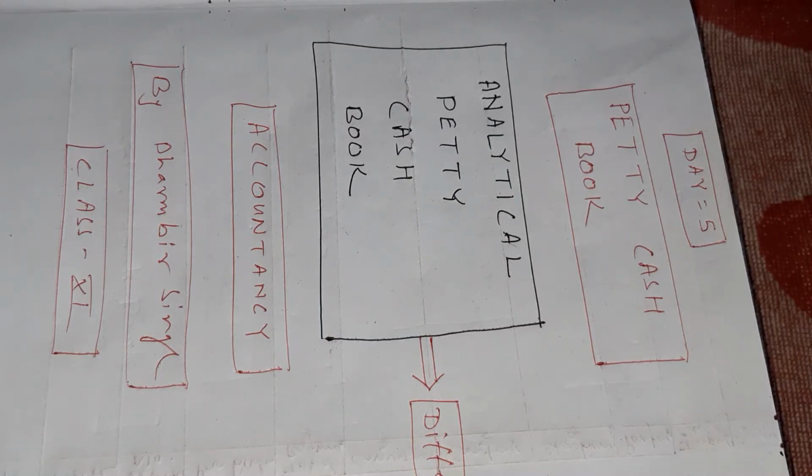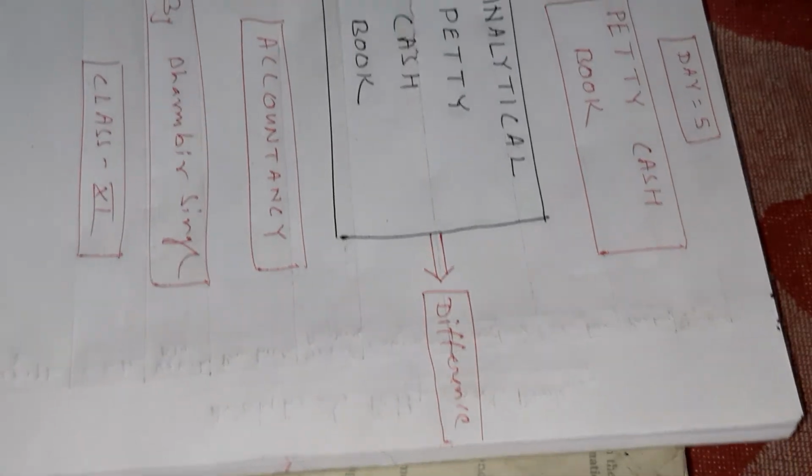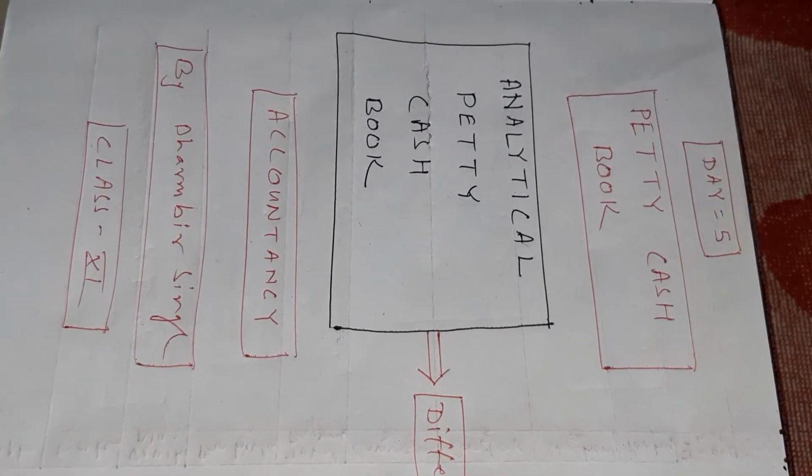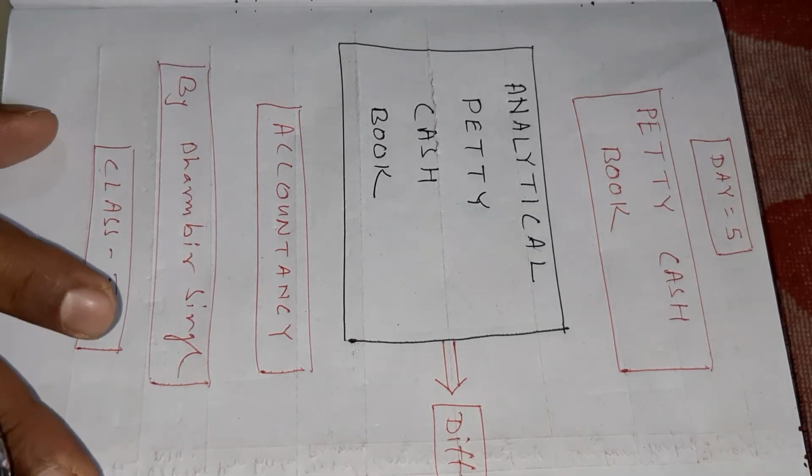Already I made four videos on this chapter. Today I'm going to make video number 5. In this video you will gain knowledge of the analytical petty cash book, and I will discuss the difference from the simple one. Try to understand the concept of this analytical petty cash book, and also I will discuss the format.